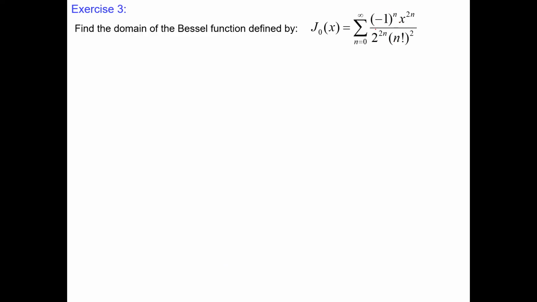I know it looks crazy, but let's see: summation from 0 to infinity, -1 to the n, okay, it's alternating, over 2 to the 2n, n factorial squared, times x to the power of 2n. We do have the variable x to the power of 2n. We may notice nothing is subtracted from x, that means the center is 0. Okay, let's do the same thing. Finding the domain means looking for the interval of convergence. Let's apply the ratio test.